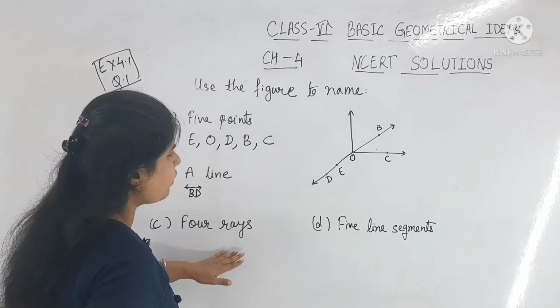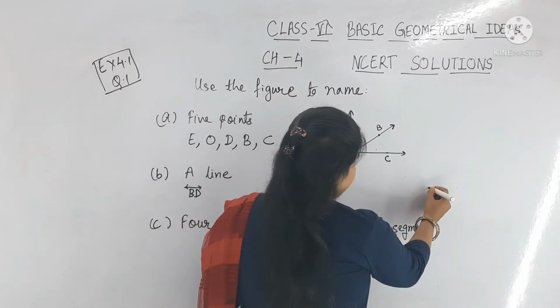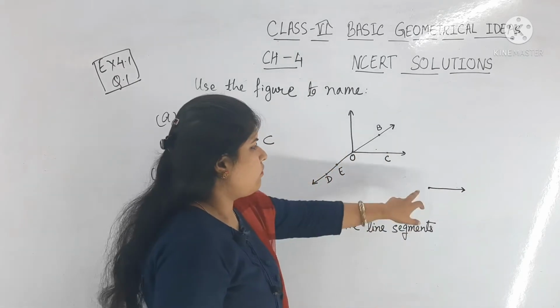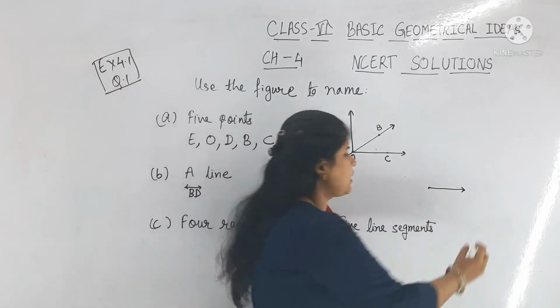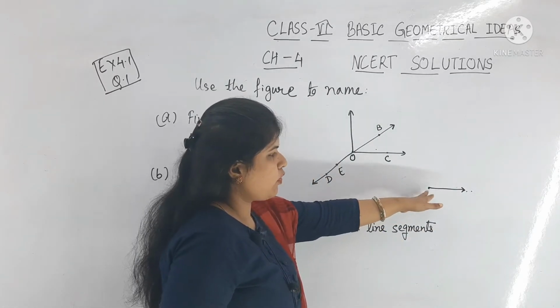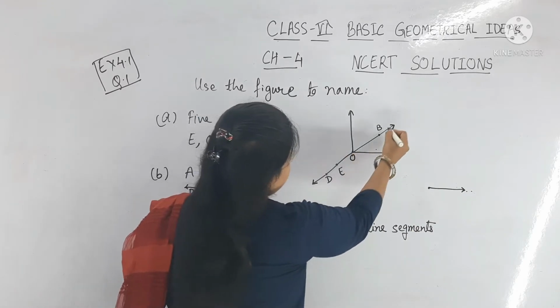Now come to the 4 rays. So what is a ray? Like this we have rays. One fixed point and one line. One is the fixed point and the line can be extended. So half is the fixed point and half is the line. So here this is the ray.